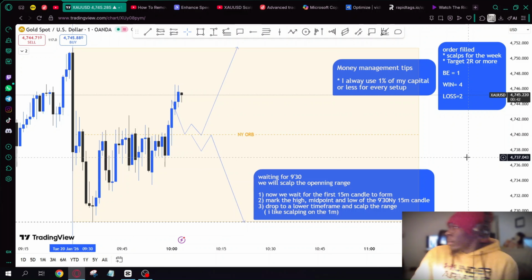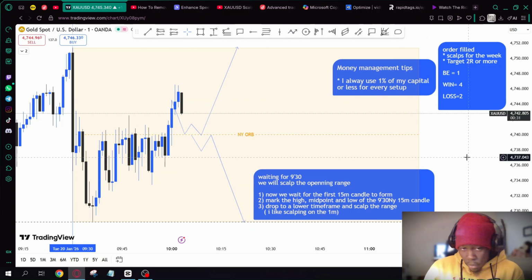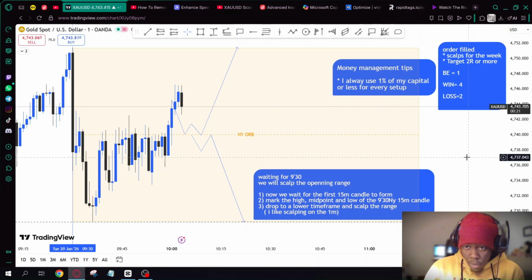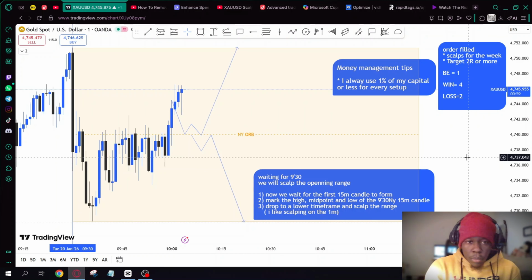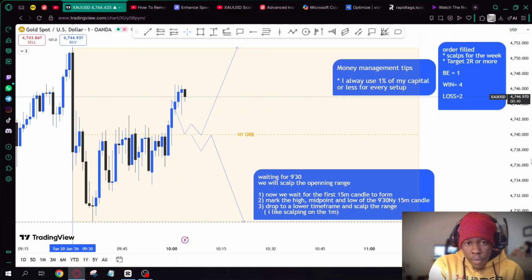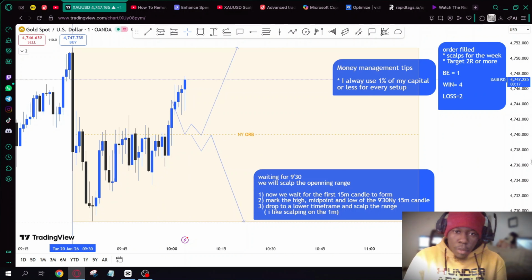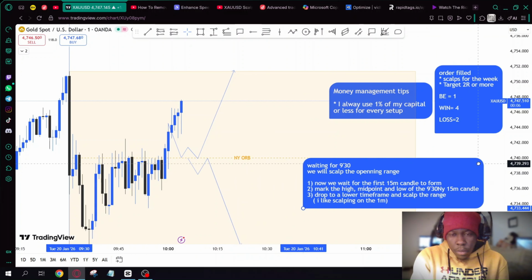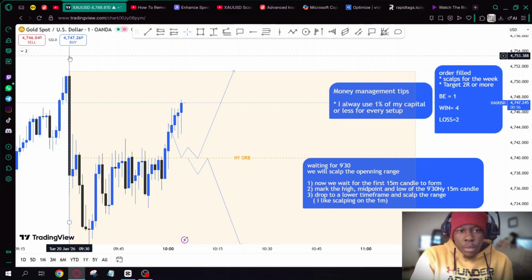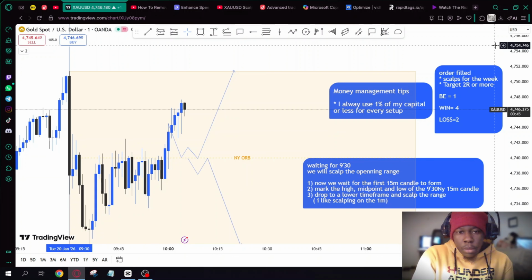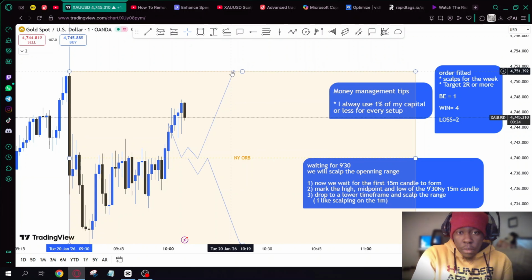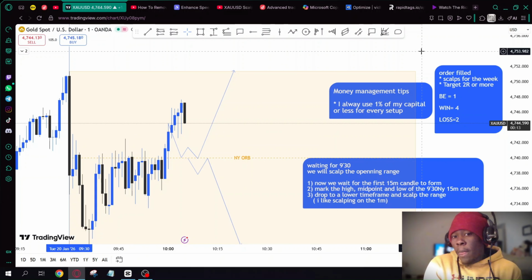Why do they decide when the market comes back to the midpoint? Will they decide to test the bottom of the range, or will they decide to test the top of the range? So I just wait to see how the market reacts at the midpoint. Right now it's just a game of patience.